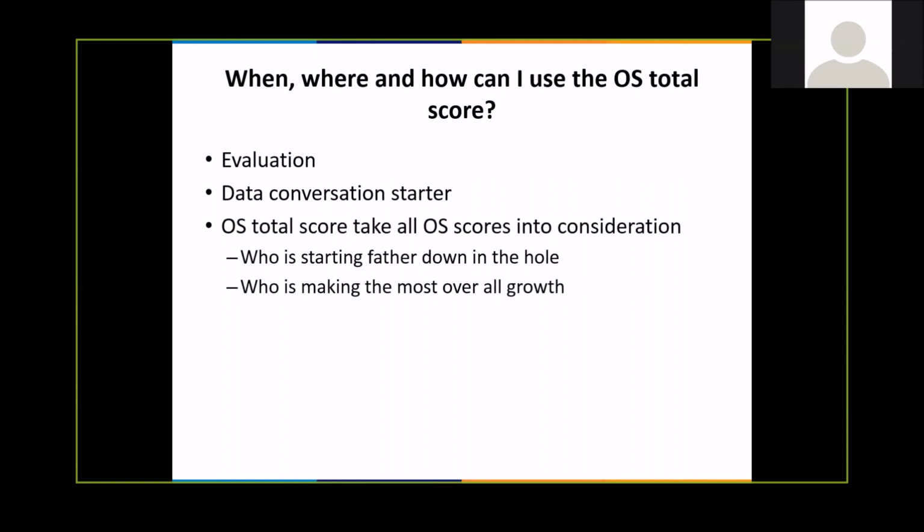The reason why I say this is that the OS total score takes all of the OS scores into consideration, a good representation of all 6 scores together. What it has as an advantage over looking at the individual scores is that we can use it to see who is starting farther down in the hole, as I like to say. All of our Reading Recovery children started at a text reading level somewhere around a 0, 1, or 2, so they all look like they're starting from the same place. But with the total score, we can see that some children are starting farther down and have much longer to go than others. We can show this for schools and school districts as well.